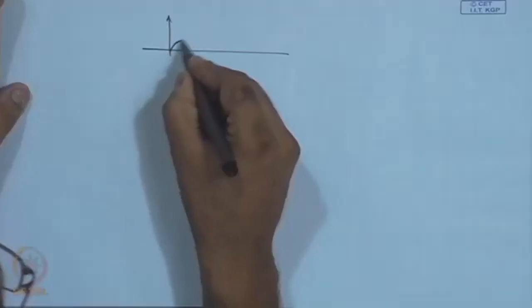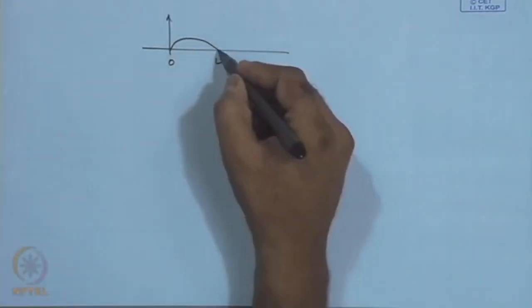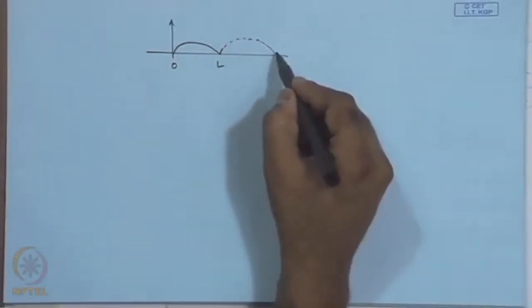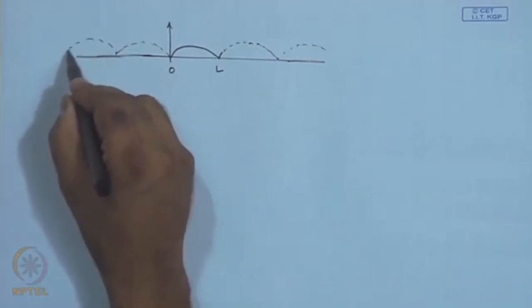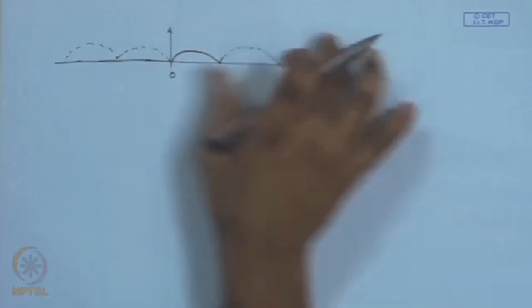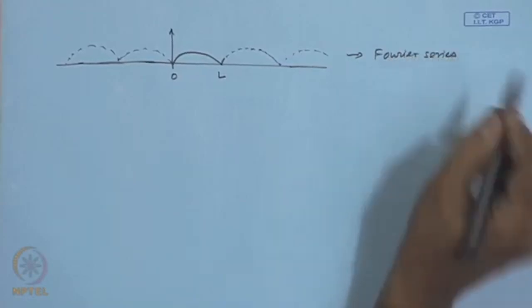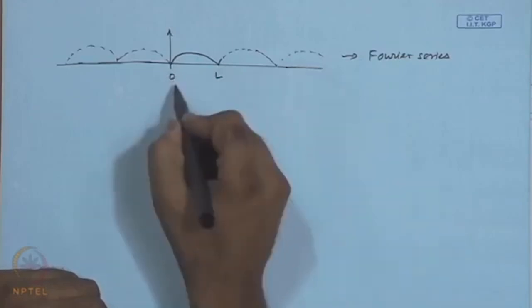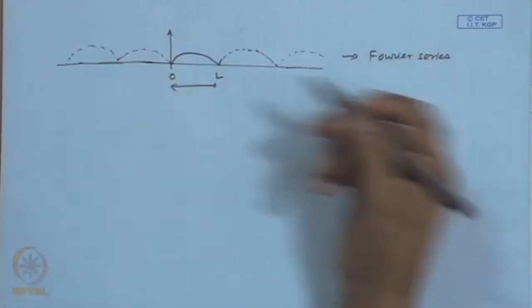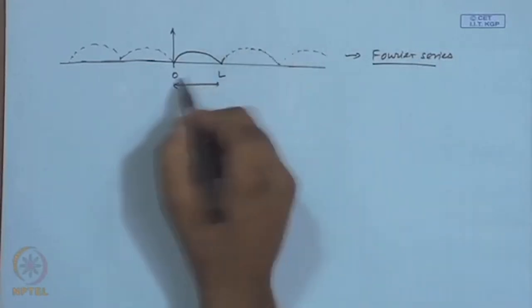So, let's see that if a function is defined, for example, in an interval 0 to L. Since the Fourier series represents a periodic function, we extend this as a periodic function on the whole real axis, and then we approximate this function, which is periodic now, by the Fourier series, and then this Fourier series will approximate the function which was defined on 0 to L. In that way, we can have a Fourier series for any function which is defined on a finite interval 0 to L.